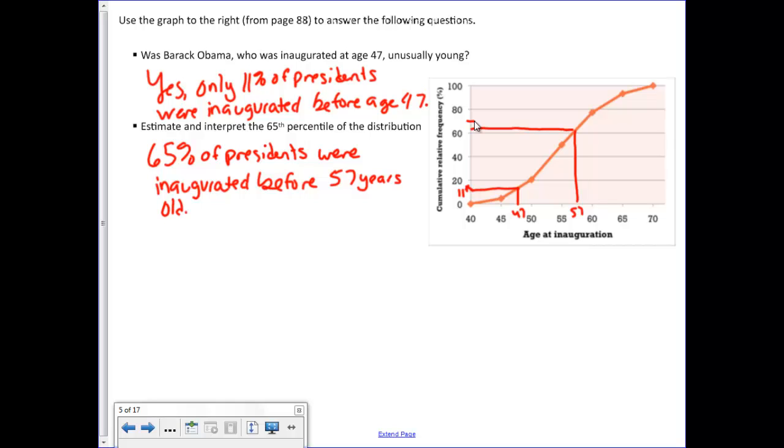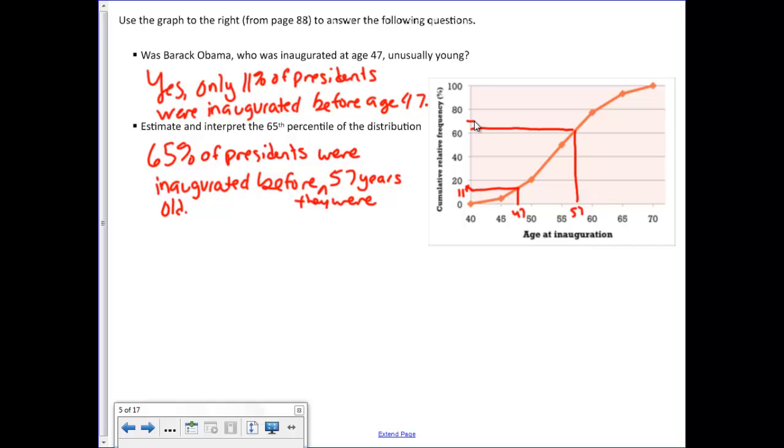Or before age 57. That would make more sense, before age 57. So that's one way for us to help find where individuals lie in a set of data. What's their position compared to everybody else?